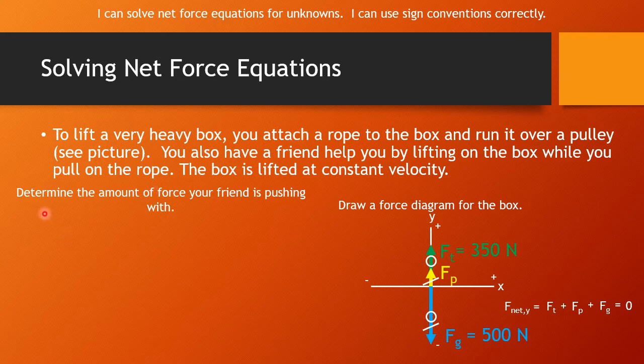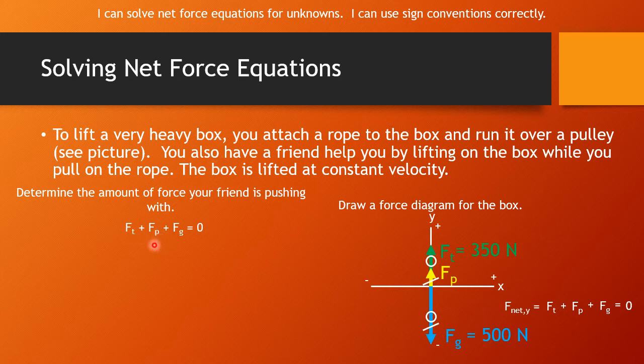So what we're asked to do here, determine the amount of force your friend is pushing with. So that's Fp. Well, we already have our net force equation, Ft plus Fp plus Fg equals 0. I'm just going to write it again over here. So here's that equation. That's our net force equation. All those forces added together equals 0.